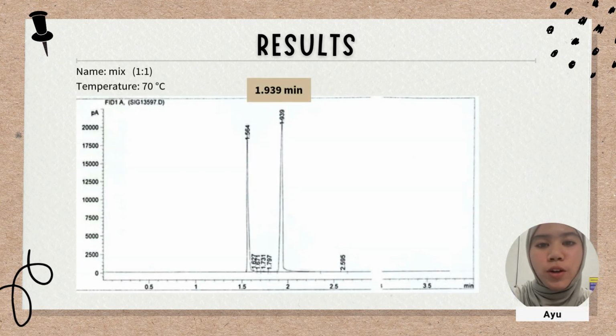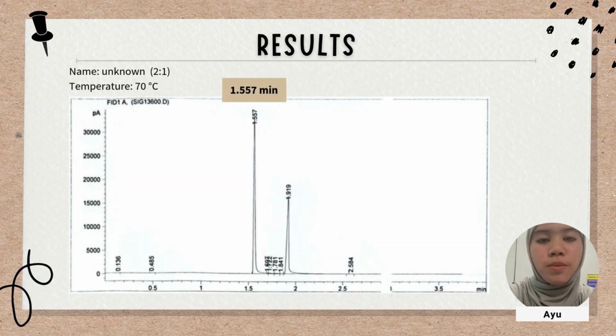For the 1:1 mixture analyzed at 70 degrees Celsius, two distinct peaks are observed. The first peak corresponds to 2-propanol, while the second peak corresponds to N-butanol. This confirms that the gas chromatography system successfully separates both volatile compounds in the mixture.